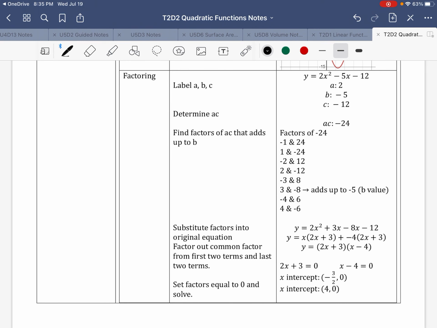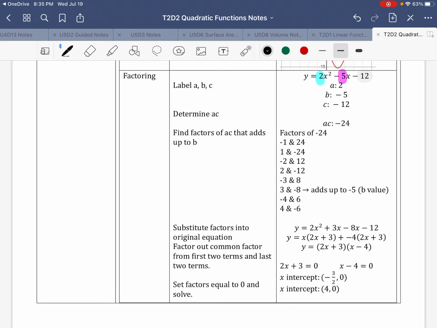The second method that we have is to factor. So for factoring, I'd recommend start by labeling your a, b, and c. So here is our a value, our b value, and our c value. And then multiply a times c, and we get here negative 24. List out all of the possible factors that give you negative 24 and find the one that adds up to negative 5.